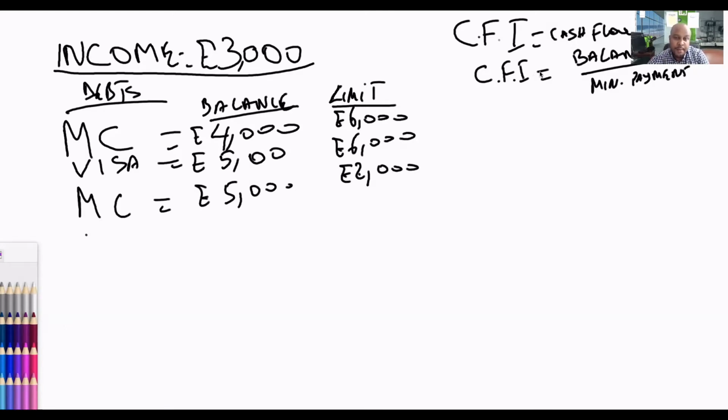So remember in the previous video I showed you how you can calculate your CFI, which is cash flow index, in order to define which credit card or any loan you can pay off first, because you have to prioritize and get rid of the loans or the credit cards that you pay a higher monthly interest on in order to increase a little bit of your cash flow.